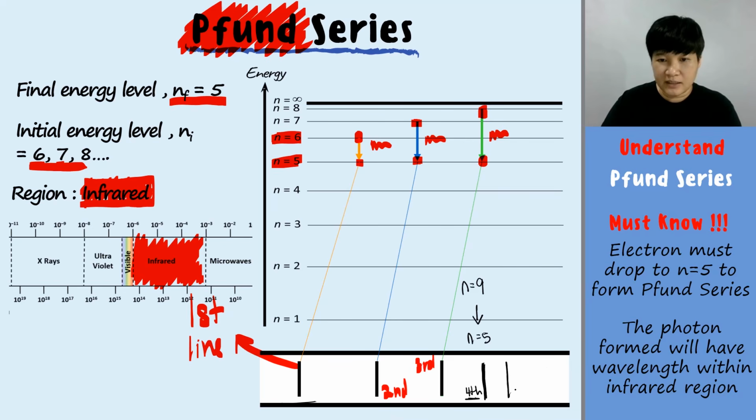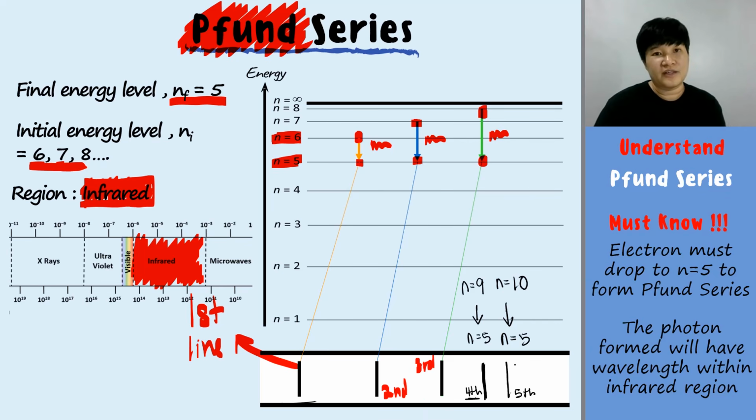Okay, if I'm having the fifth line in the Pfund series, Pfund series means n final must be 5. So you must drop from n equals 10 to n equals 5. Okay, it's simple. The number of the line plus the final energy level. The fifth line plus the final, which is 5. Therefore, the initial must be 10.